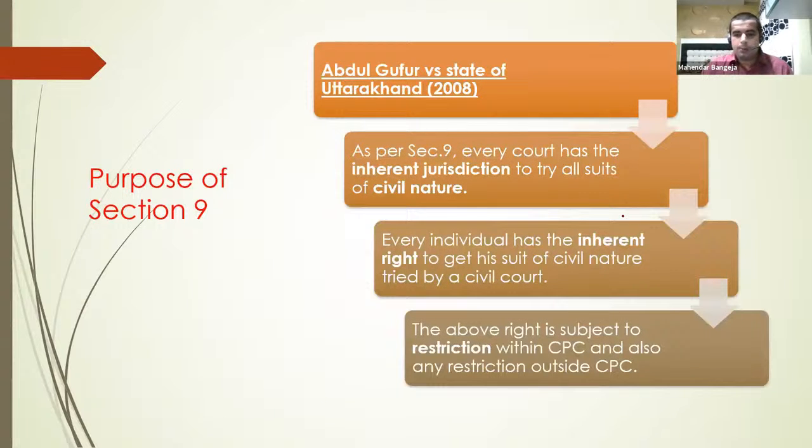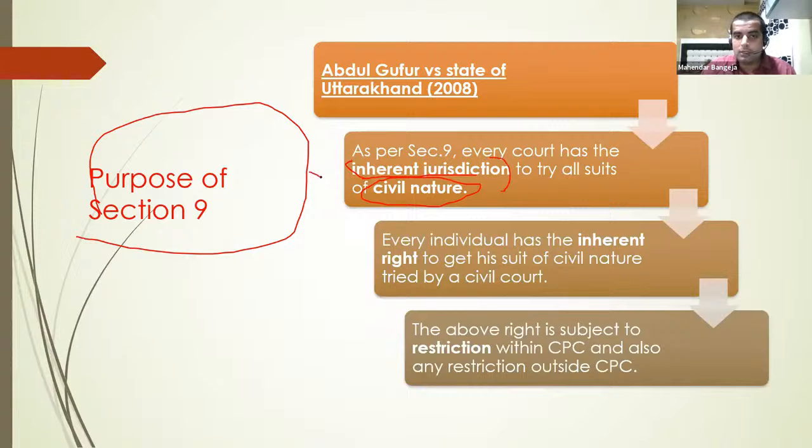Okay. Now, the section 9 was discussed at length in Abdul Ghaffur versus State of Uttarakhand, wherein it was held that every court has inherent jurisdiction to try cases of civil nature. Now, as per jurisdiction, if the court has inherent jurisdiction, then every individual will have an inherent right to file the suit of civil nature. But both these, even the right and the inherent jurisdiction, are subject to the restrictions within CPC and outside CPC.